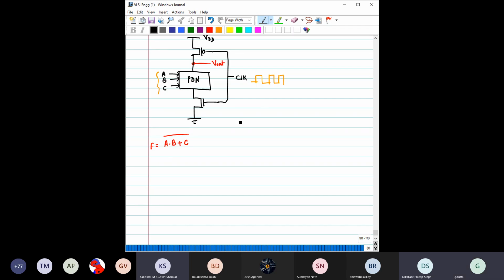So let us implement this function in static CMOS first. We have to do a dot b, and plus, meaning or, c. So we are now doing the pull-down network first: B, A, C, like this. Now the pull-up part. Yes, now please help me. What will be the pull-up part if you want to design this?